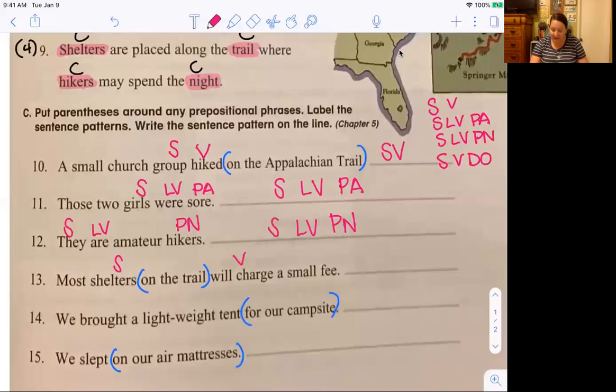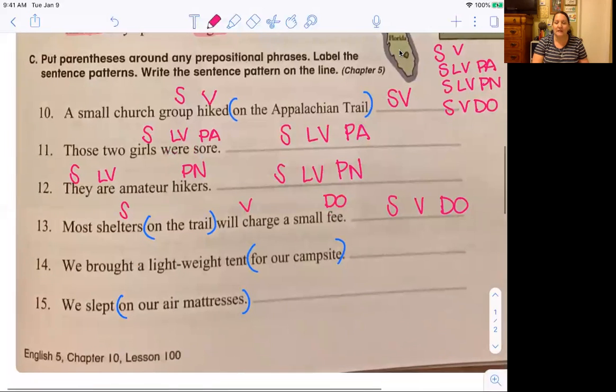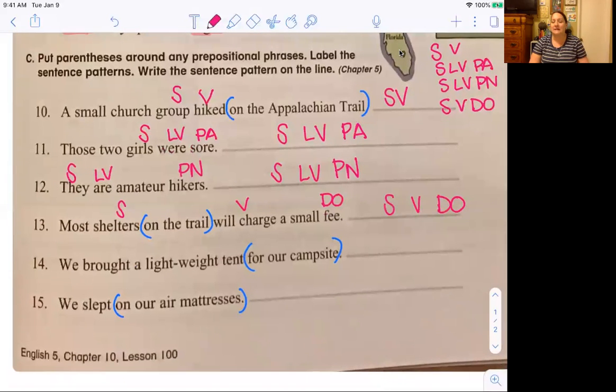A fee. So a fee is your DO, or your direct object. So our sentence pattern in this case is subject, verb, D-O. Number 14, we brought a lightweight tent. What's our verb? Brought. Is brought a linking verb or an action verb? Can you bring something? Yeah, it's an action verb. Who or what brought? We brought. And what did we bring? Because there's words after the verb, we have to ask ourselves, what did we bring? A tent. So that is a D-O. So subject, verb, direct object.